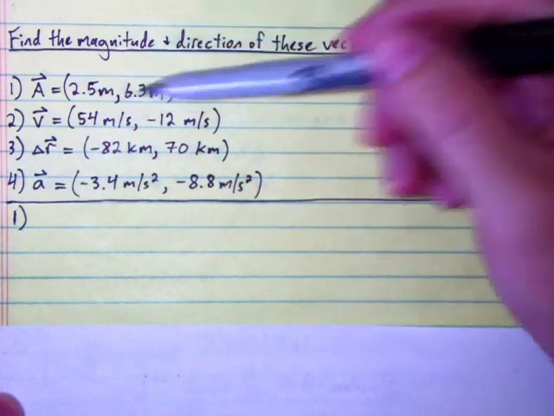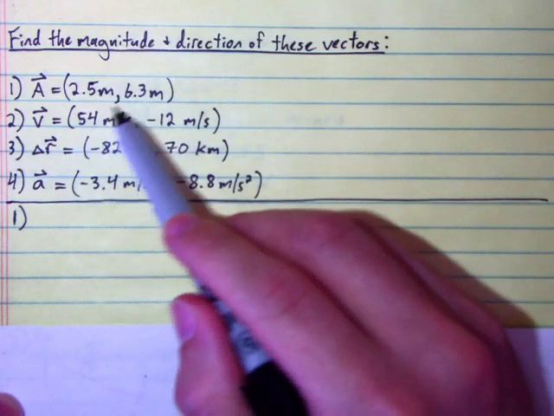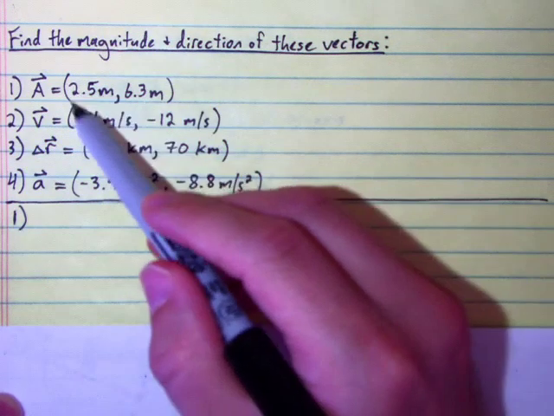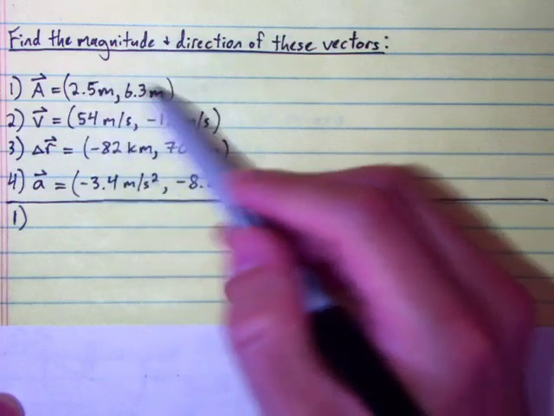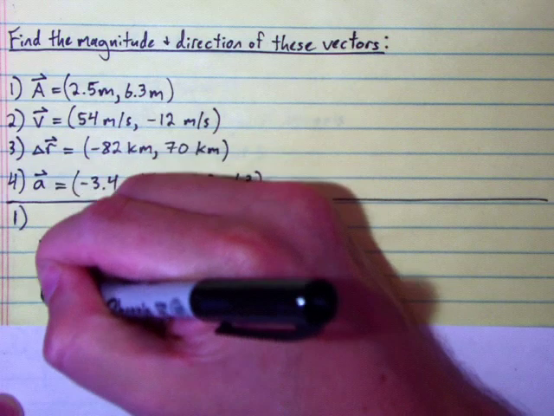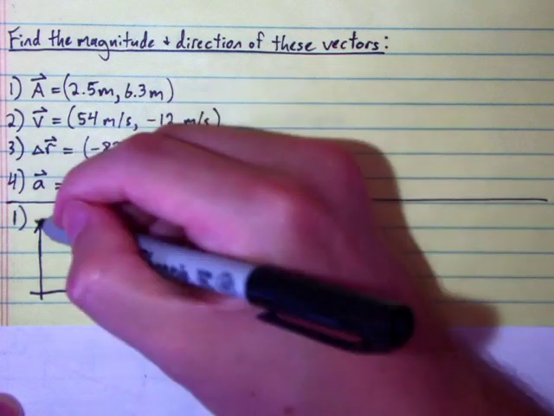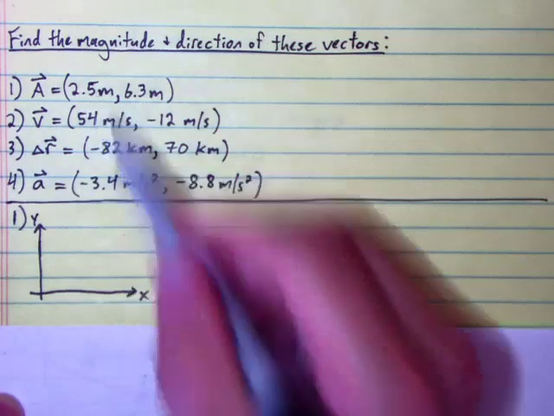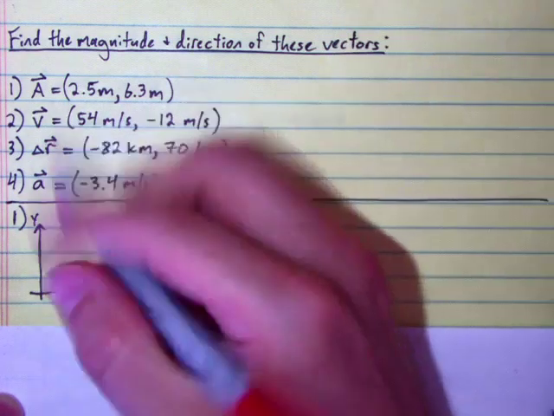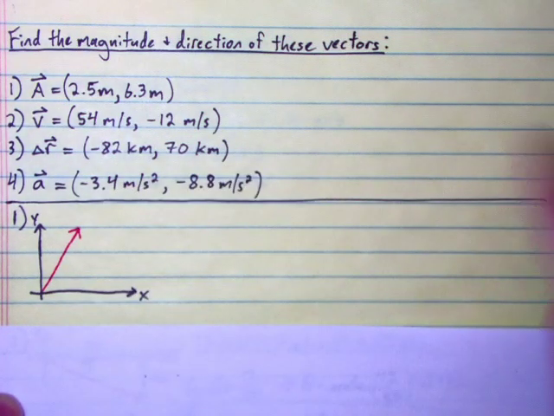We're going to start off each time by drawing a little diagram. Look at our components and figure out what quadrant of the Cartesian plane we're in. Positive x component, positive y component. Okay, so we're in the top right quadrant. Let's draw a little set of coordinate axes, x and y, and we're going to go 2.5 in the x direction, 6.3 in the y direction. So our vector is going to look something like that.